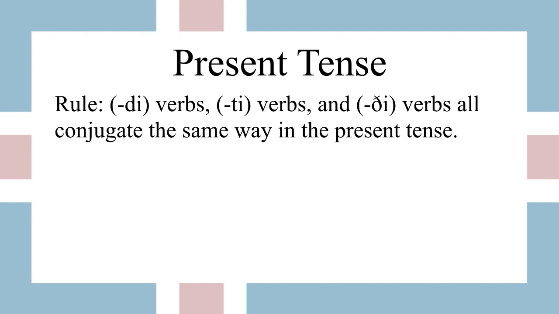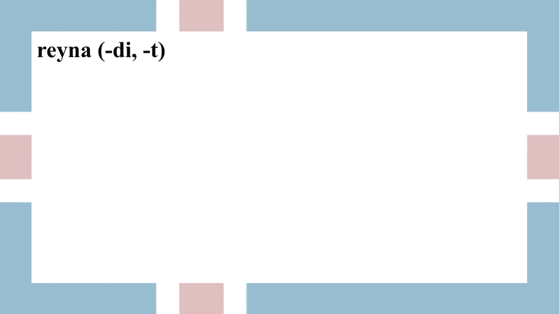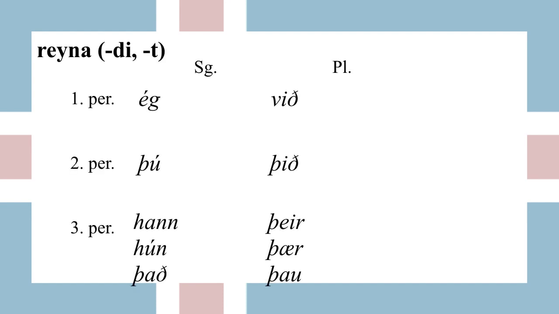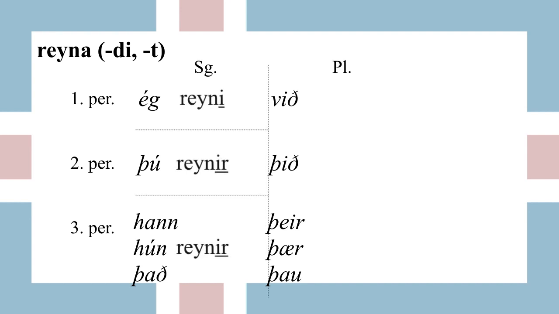The general rule is that D verbs, T verbs, and V verbs all conjugate the same way in the present tense. So the example we'll look at is adreina, and that will be our pattern for all of these verbs in the present tense. So let's look at its different forms. We have ég reyni, þú reynir, hann, hún, það reynir. So notice here that the þú form and the hann, hún, það form are the same, which is the case for most types of verbs, except for a very limited class of strong verbs.